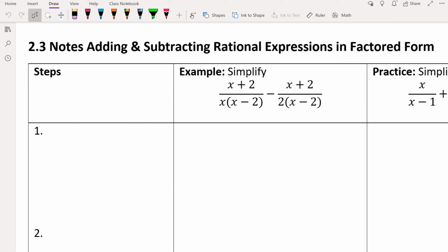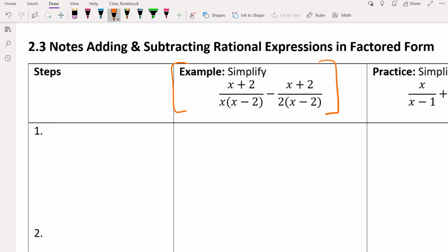All right, y'all, we are going to go over adding and subtracting. So we did multiplying and dividing. Now we're going to do adding and subtracting rational expressions in factored form. So make sure you get this title down in your notes. That is the topic for today. And then go ahead and write down this example problem. This is the first example that we're going to do, and then we'll do another one quickly after the first one.